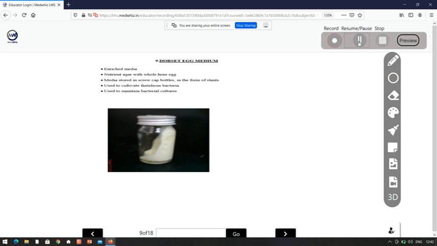So next we have egg medium. It is an enriched medium, a nutrient agar with whole hen's egg. This media is stored in screw cap bottles in the form of slants. These are Dorset egg medium. As the name suggests, it contains hen's egg. It is used to cultivate fastidious bacteria. It is also used to maintain bacterial subcultures.